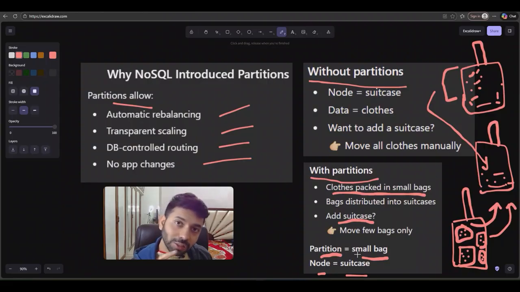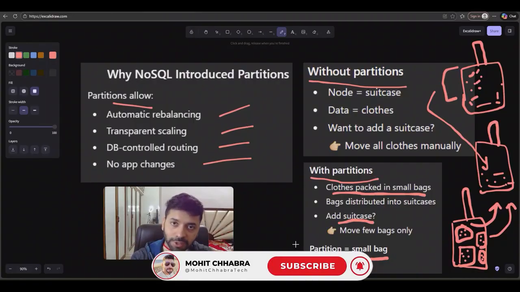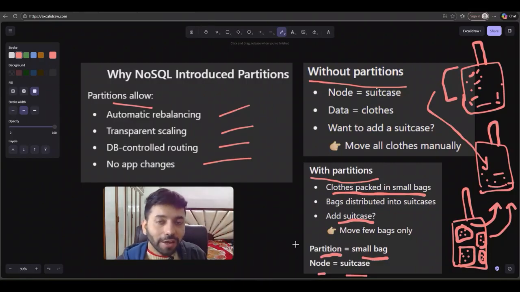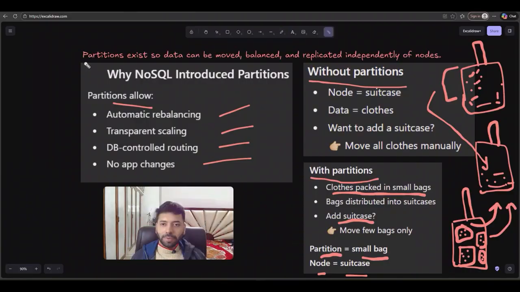But the partition is the small bag inside which you are keeping the clothes, or in technical terms, the partition will have the data. So instead of manually moving the data from one machine to another machine, you will just take the partition and move some of the partitions, okay? So it makes things quite easier for you, and that is why we have the concept of partition in NoSQL database. So basically, partitions exist so data can be moved, balanced and replicated independently of the nodes.